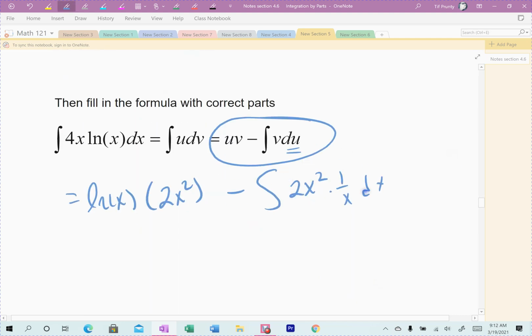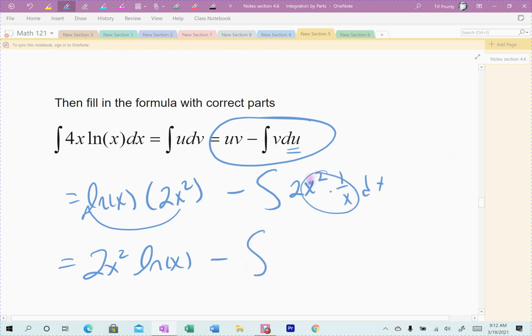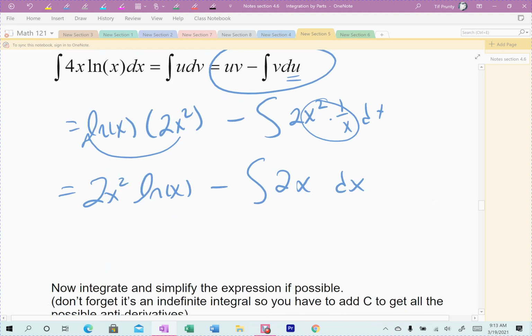Alright, so I'm actually going to simplify that before I go and take my antiderivative. I'm going to move this to the front just because it's more proper to write it that way. Again, that's a minor thing. And then here, I can reduce. 2 times, instead of x squared divided by x, it's just 2x dx, which is a simple antiderivative to find.